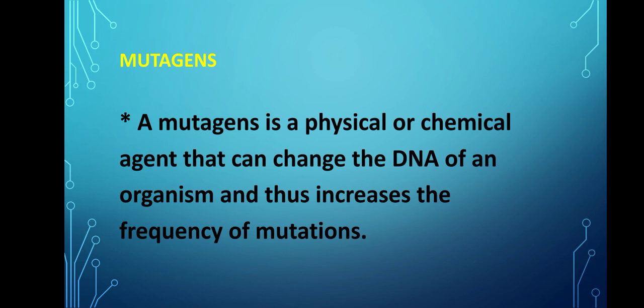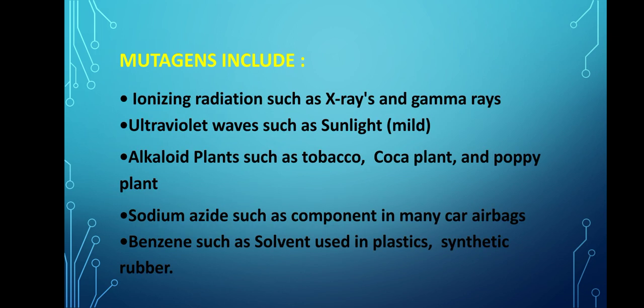Mutagens. A mutagen is a physical or chemical agent that can change the DNA of an organism and thus increases the frequency of mutation. Mutagens include ionizing radiation such as X-rays and gamma rays, ultraviolet waves such as sunlight, alkaloid plants such as tobacco, coca plant, and poppy plant, sodium azide, a component in many car airbags, and benzene, used as a solvent in plastics and synthetic rubber.